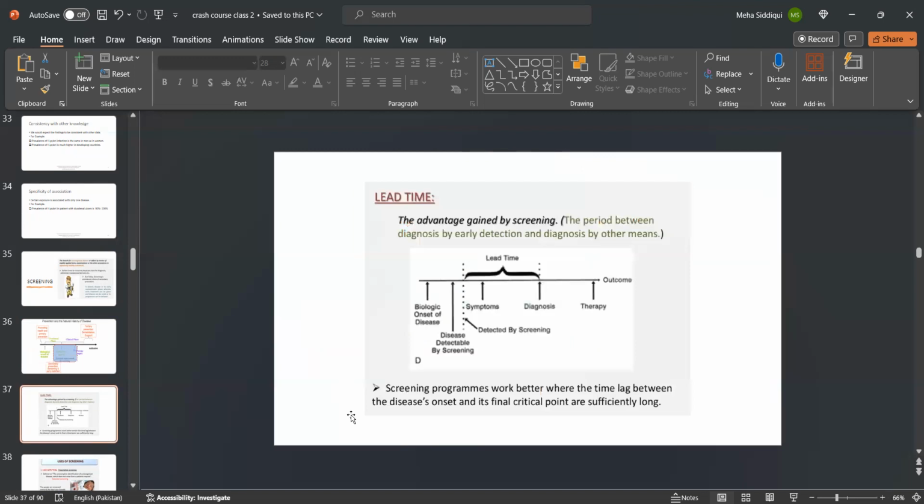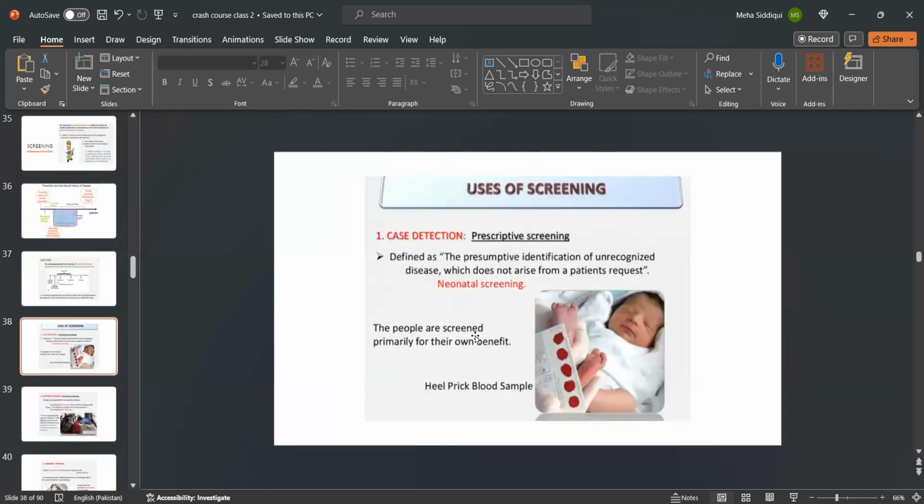Lead time. The advantage gained by screening, that is, it is the period between diagnosis by early detection and diagnosis by other means. We can see that this is the lead time. This is the time when the disease is usually diagnosed. But if we diagnose it earlier due to early screening, then the time gained is the lead time. So screening programs work better where the time lag between the disease onset and its final critical point is sufficiently long.